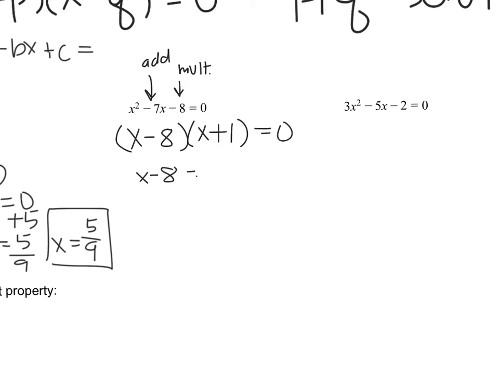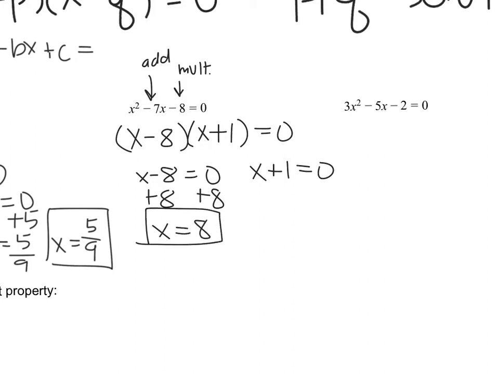Take each factor, set it equal to 0, and then solve. So add 8. We get x equals 8 as one of our solutions, and then subtract 1, and we get x equals negative 1 as our second solution.